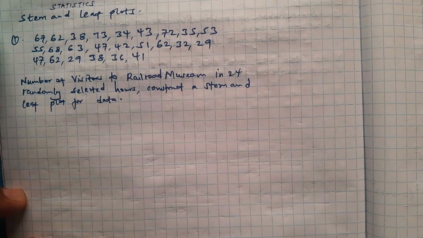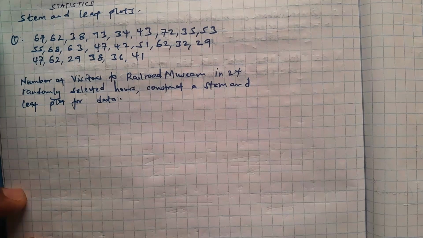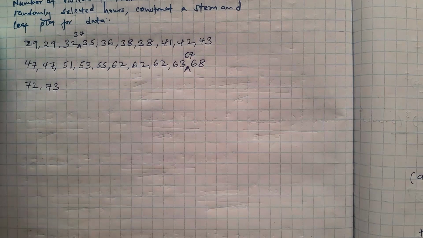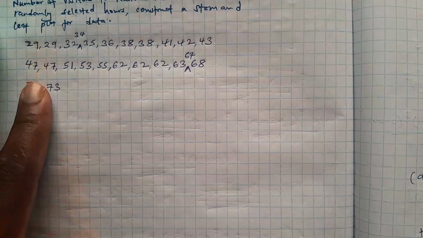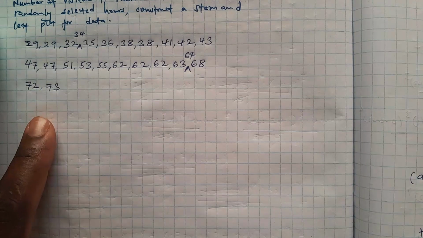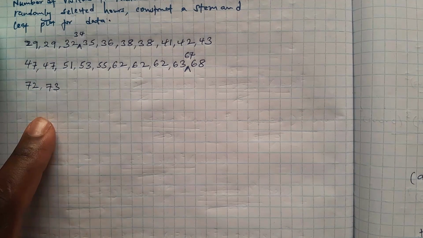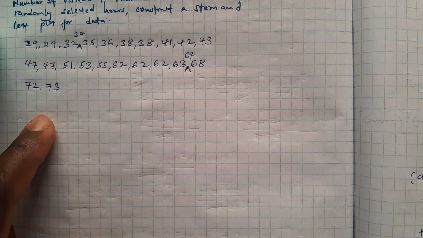Now, what we are supposed to do to make our work easier is to arrange this set of data from the smallest to the largest. Although this is not compulsory, it will come in handy in making our work easier. We have now arranged our set of variables from the smallest, 29, to the largest, which is 73. We can now determine the stem and leaves of this set of variables.